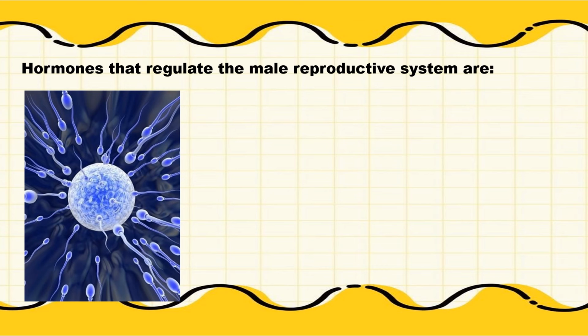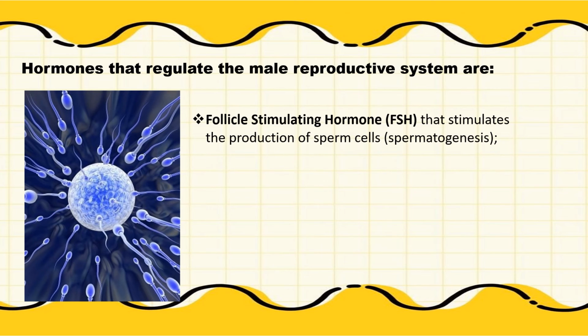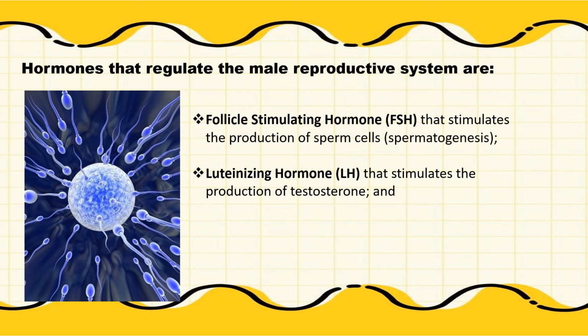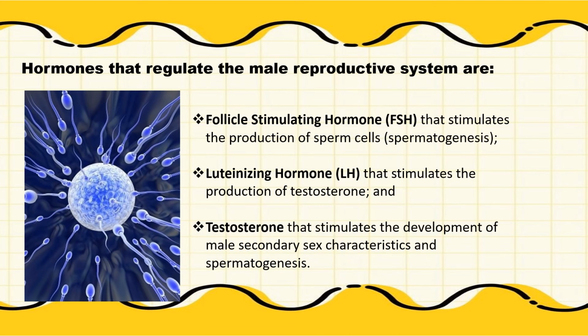These are the hormones that regulate the male reproductive system. First, we have the follicle stimulating hormone or FSH. So this hormone is secreted by the pituitary gland that stimulates the production of sperm cell or the spermatogenesis. Next, we have the luteinizing hormone that stimulates the production of testosterone in the testes. And next, we have the testosterone that stimulates the development of male secondary characteristics and spermatogenesis.